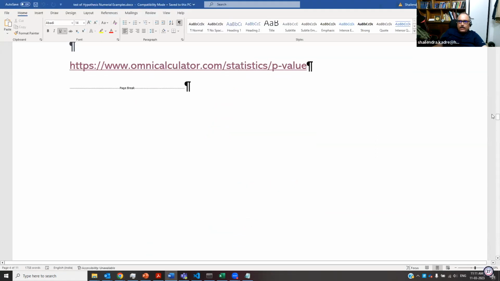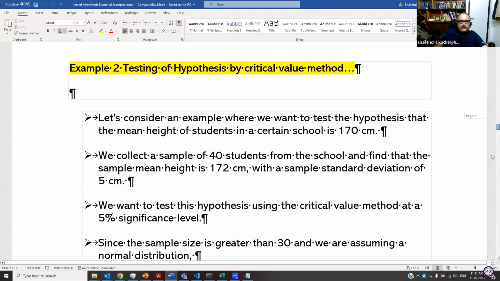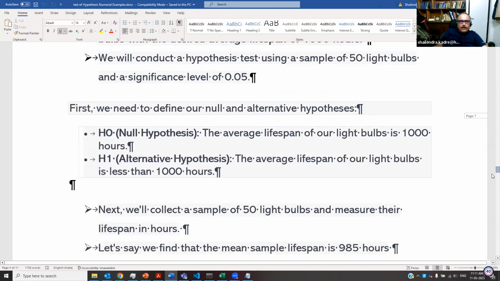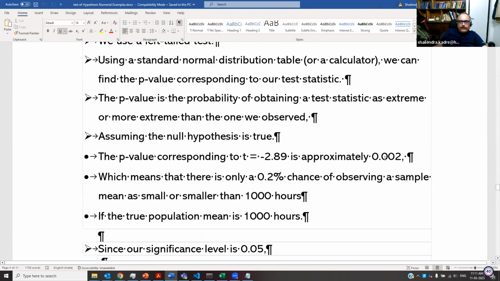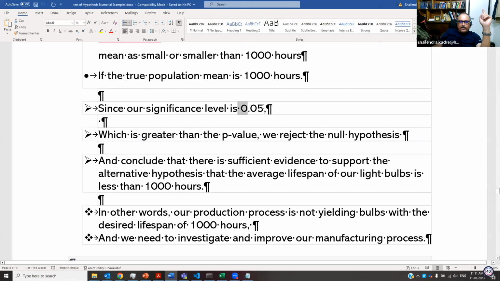Now we go straight to our Example 3 and see what P value we are getting in that example. In that example also, we are getting 0.002. Our significance level is 0.05. Since our significance level is 0.05 and we are getting the P value as 0.002, the P value is less than the significance level.